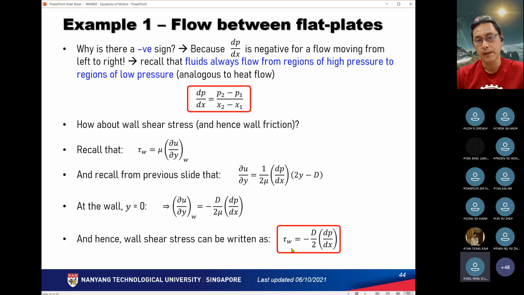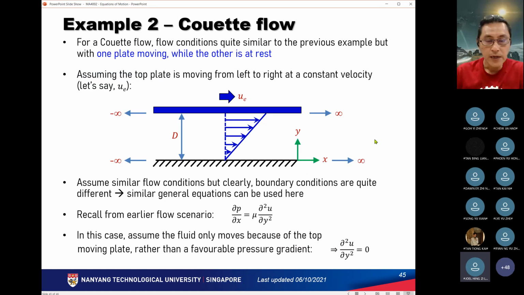So as you can see, once we have got an analytical solution for the u velocity component based on this flow, we're able to derive a lot of other terms as well. Okay. Now let's move on to the next example, which is one that deals with Couette flow.